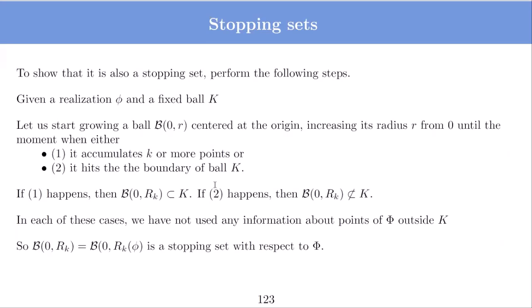So you are increasing this ball, and if there are not k points and it has already hit k, it means that whenever you get that point, if you create the ball, that ball is of course going to be outside K at some locations. So in each of these cases, we are able to completely tell whether the ball belongs to K or not, just by knowing the information about points inside K. So this means this compact set is a stopping set.